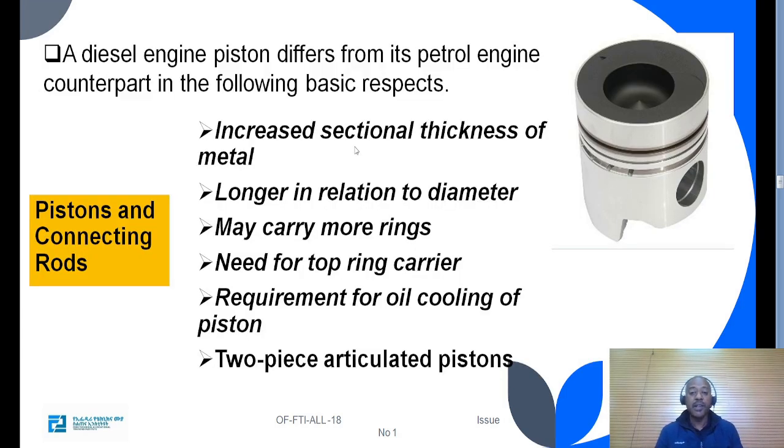Diesel engine pistons differ from their petrol engine counterparts in the following basic respects. The first is increased sectional thickness of metal. The second is that it is longer in relation to diameter. And also, the piston for diesel engines carries more rings. It needs a top ring carrier and a requirement for oil cooling of the piston. Two-piece articulated piston.